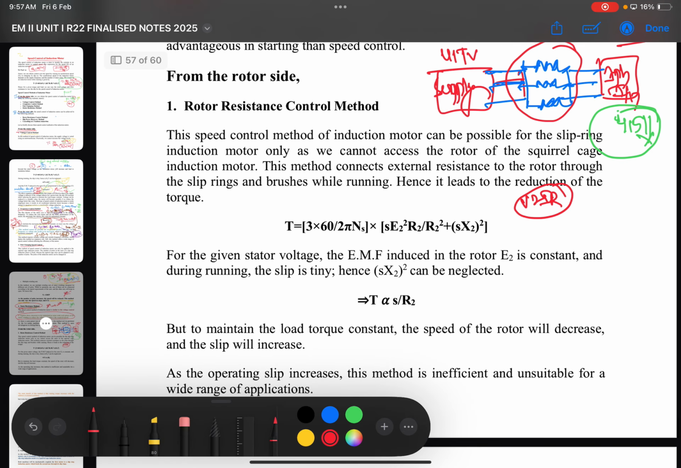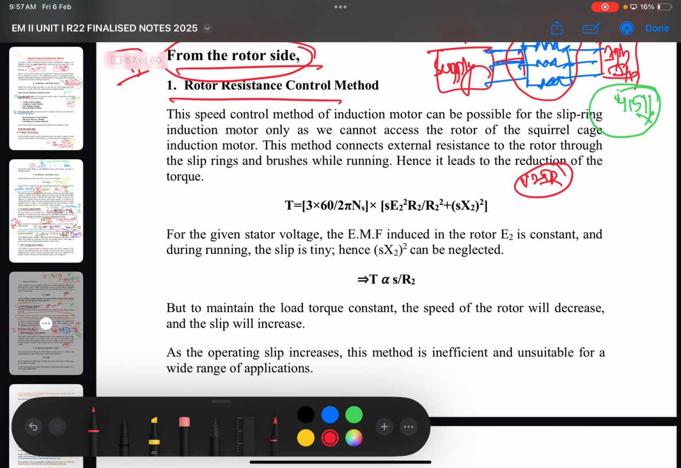Next, rotor resistance control method. Rotor resistance control method from the rotor side. Make it as the second part here. Rotor resistance control method. Again, we'll make use of the same formula. Torque equals 180 by 2 pi ns into S E2 square into R2 by R2 square plus SX2 whole square.